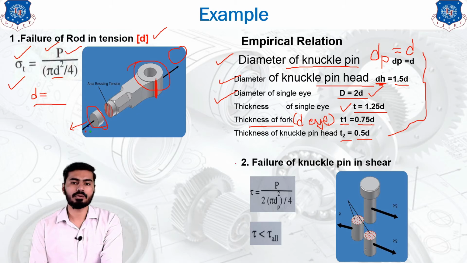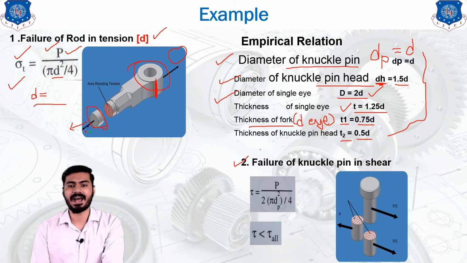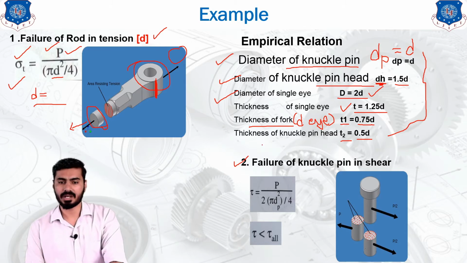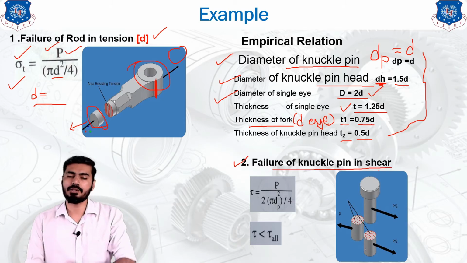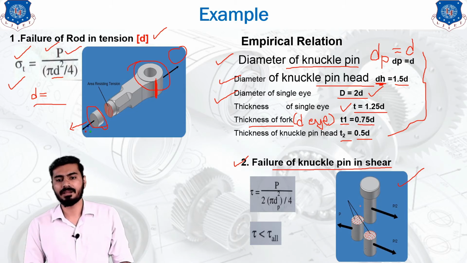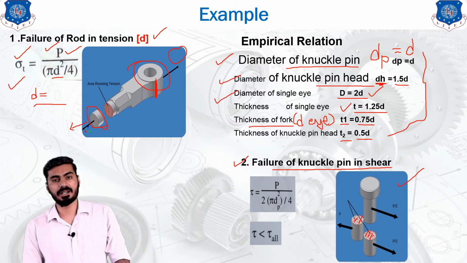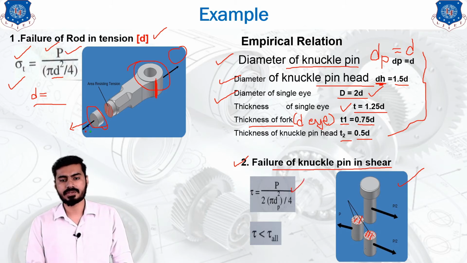Now we will have to check whether our component is safe or not, and that's why first of all we will find the diameter of the knuckle pin in shear, and we will see whether it is safe or not. So the knuckle pin may fail due to shear like this. This is the failure of the knuckle pin, and as you can see the knuckle pin is failing at two different points, and that's why we can say that this is the double shear condition, and that's why we will utilize this equation where the area is multiplied with 2.